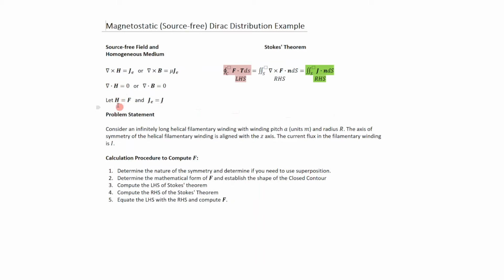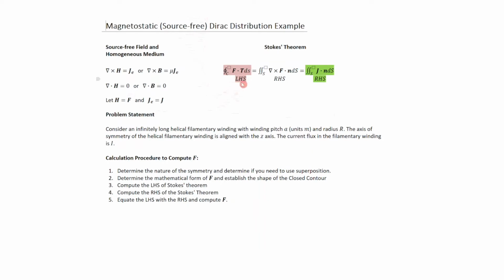In both cases, there's a curl of a field and a divergence of a field. In our case, we're going to work with the magnetic field H, and we're just going to give it the label F, and we're going to refer to J subscript E as just capital J. That's for the current flux density, just to reduce the amount of nomenclature being used. If we're going to apply Stokes' theorem, which is the case when we're dealing with a source-free system with a high degree of symmetry, then it will allow us to extract the value of F out of this integral.